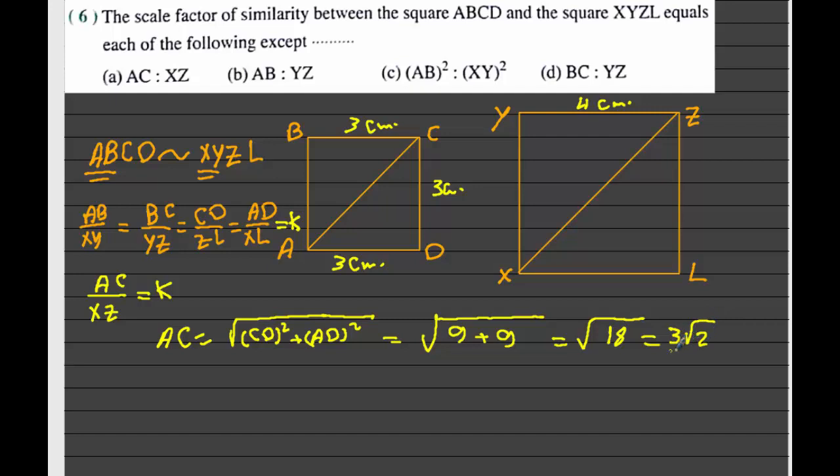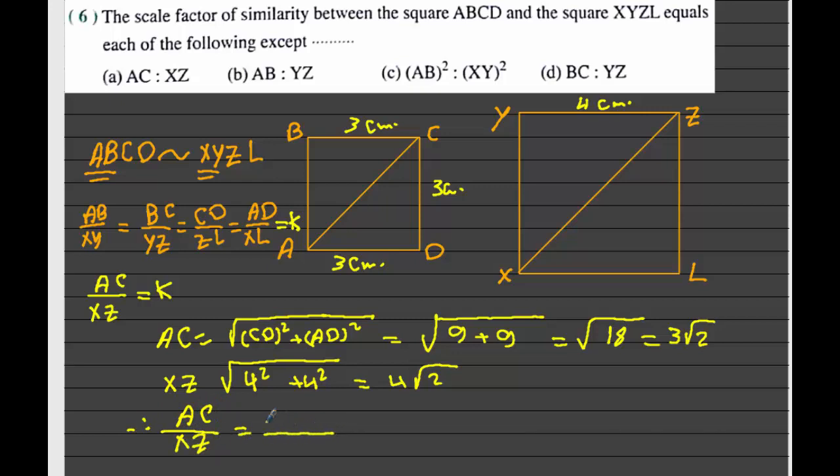Okay. With respect to the other square XYZL, XZ also equals square root of 4 square plus 4 square, which equals 4 root 2. And AC over XZ equals, what is the length of AC? It is 3 root 2 over XZ, it is 4 root 2, which equals 3 over 4.